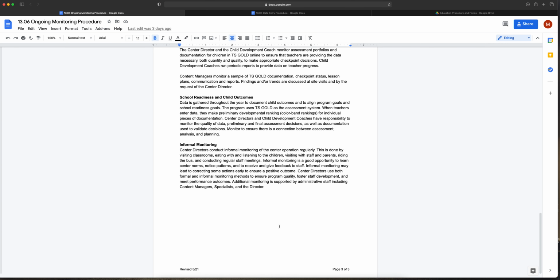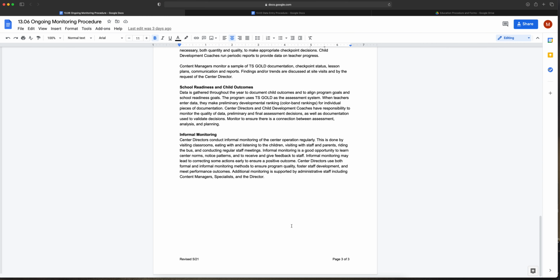As an agency, we also collect data on school readiness and child outcomes. So this is part of our ongoing monitoring procedure. Throughout the year, we gather that data using our Teaching Strategies Gold Assessment System, and then that data is monitored and connected to prior assessments so that agency decisions can be made and planning can be done.